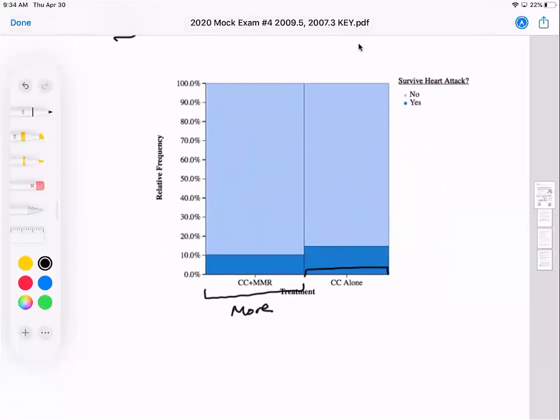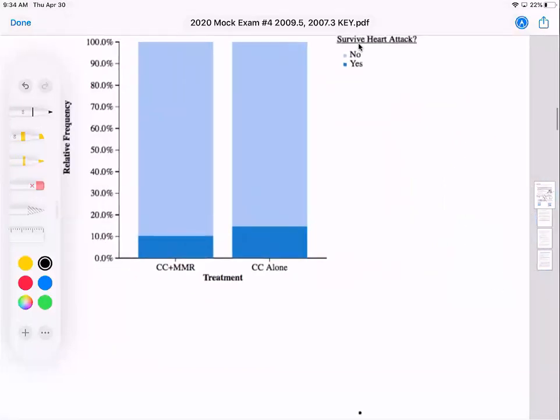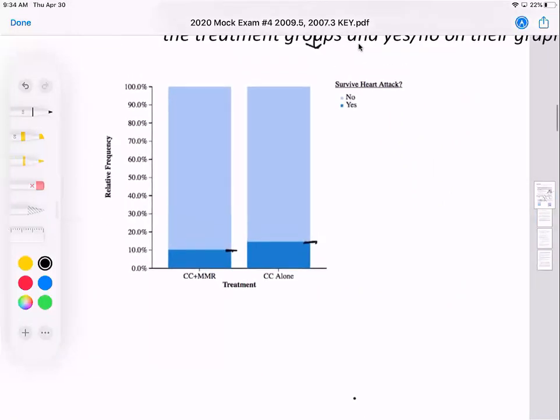But otherwise, the heights of these bars are the exact same as what you'd get on a segmented bar graph, these heights. So if you were given a segmented bar graph like this and maybe asked to describe what you see, do not do socks.